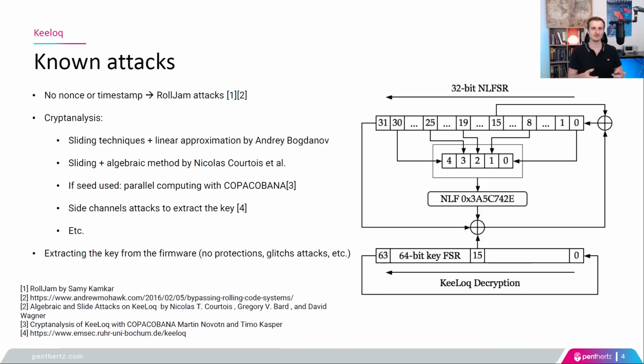You can keep, for example, two key presses. After you have the two key presses, you send the first one, so the user will probably close the door or open the door, and then you keep the second key press so that you can reopen the door if you want. So RollJam is a jamming attack mixed with a replay attack.